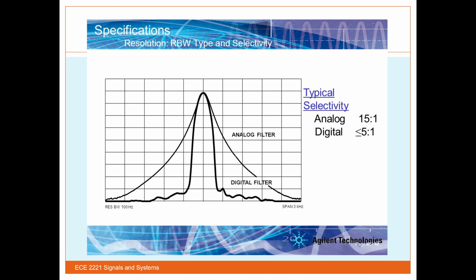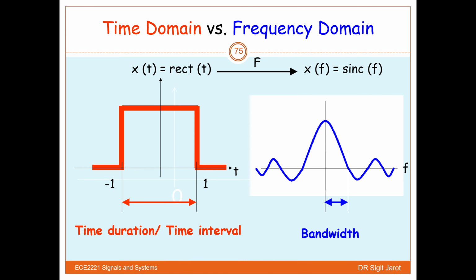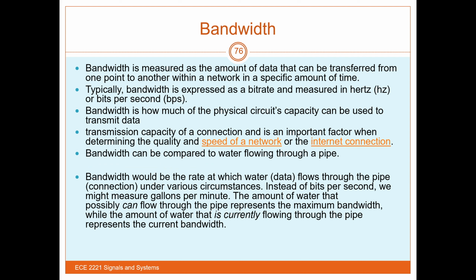This is how it looks in the spectrum analyzer, and this is the magnitude or amplitude spectrum, and this is the phase spectrum. Again, if you want an ideal filter like this rectangle, we will have the sinc function in the frequency domain. The next thing is the bandwidth.